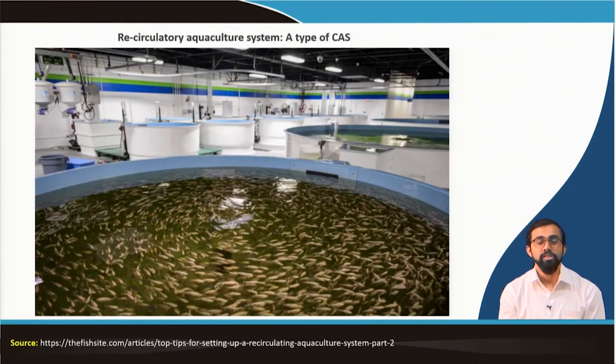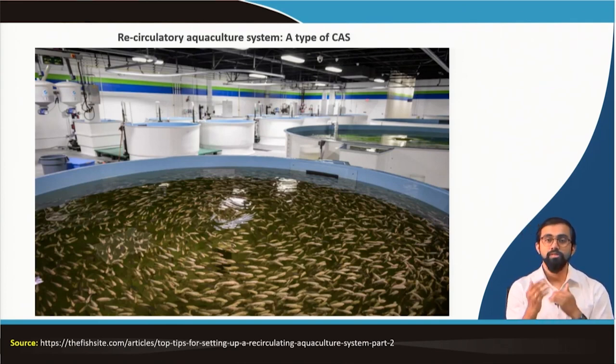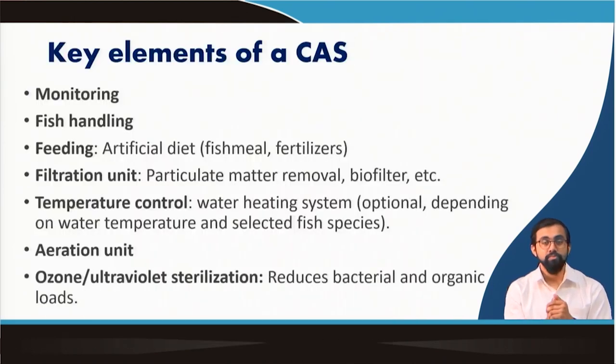The recirculated aquaculture system is a famous example of these closed aquaculture systems, where we try to grow a huge amount of aquatic species intensively in a small enclosed space. And we try to treat the water using different methods. I'll be discussing soon what methods we normally use. After the treatment is done, we let the water come back to the tank, reservoir or the pond itself. So, this is called the recirculatory aquaculture system.